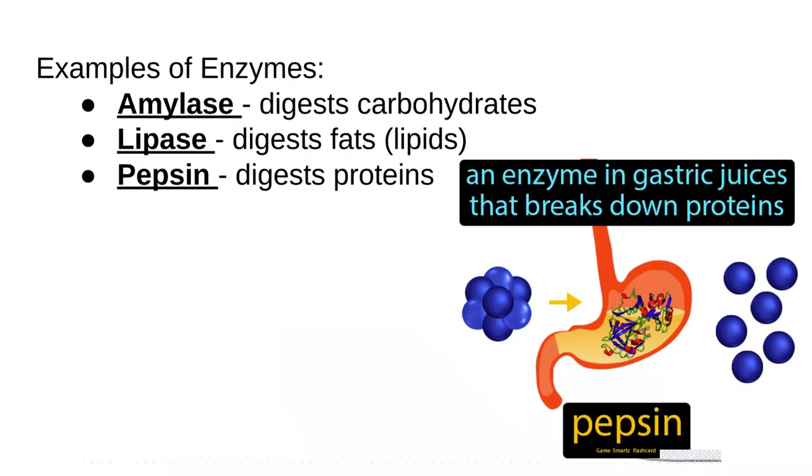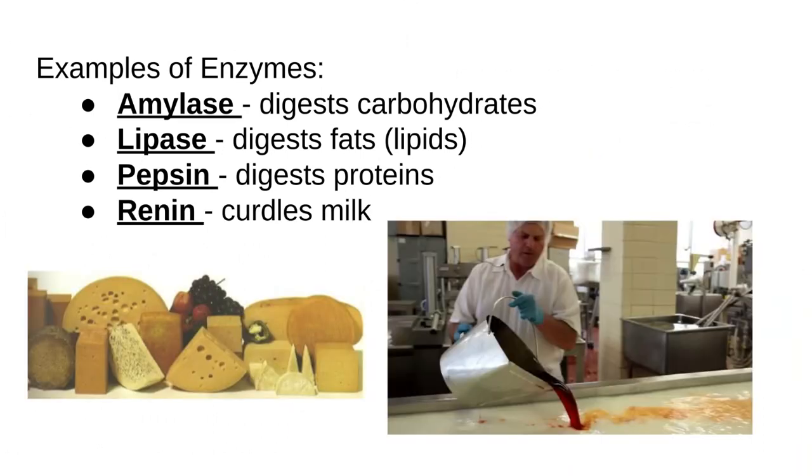We have pepsin. Pepsin digests proteins in the stomach. And then renin, which we're looking at in our lab, curdles milk. And this is found in the stomachs of newborn mammals. You don't secrete renin anymore or produce renin as an adult, but as a baby, you produced renin to curdle the milk that you drank from your mom or from formula.